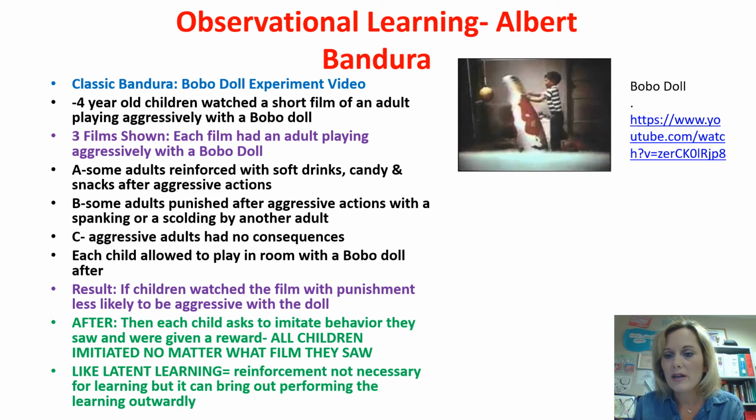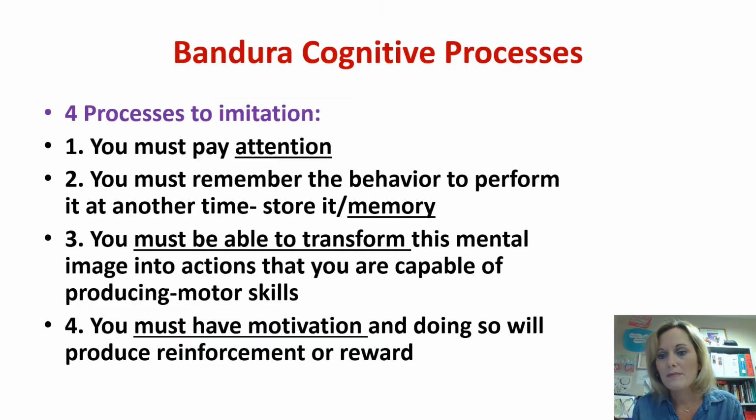And once they were given a reward, then it didn't matter what group they were in, they all showed aggressive behavior. So they all were acquiring knowledge, right, like Tolman said, but it didn't come out until there was actually a reward. Okay. So one of the things you're going to be doing next is looking at Bandura's cognitive processes.